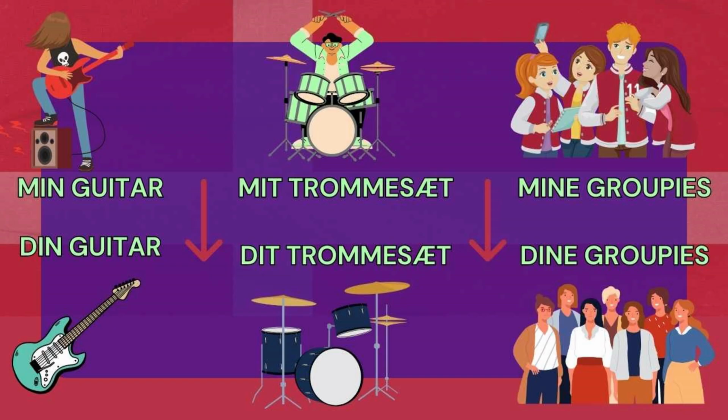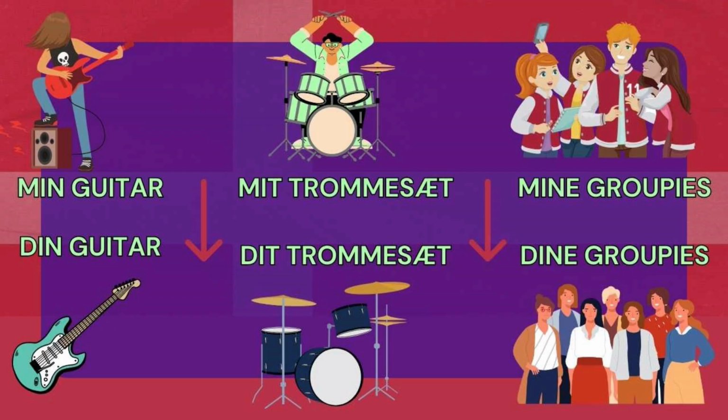Then we have the plural, mine groupies or dine groupies. The plural version doesn't matter whether it's en or et. There's only one way to say it, and that is mine, which looks like mine, but it's mine in Danish. So mine doesn't mean mine, it means my. That's a bit confusing, I realize that now. Min guitar, din guitar. Mit trommesæt, dit trommesæt.